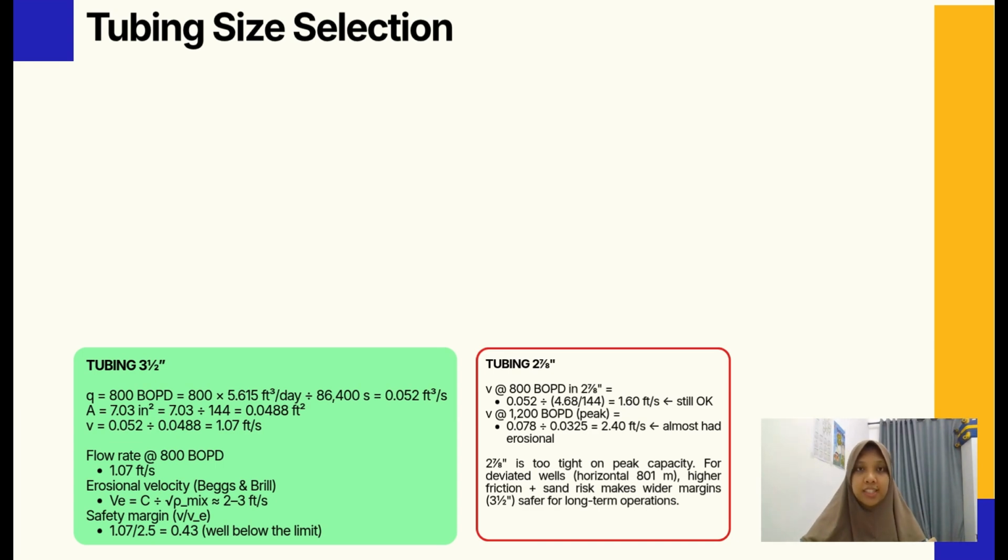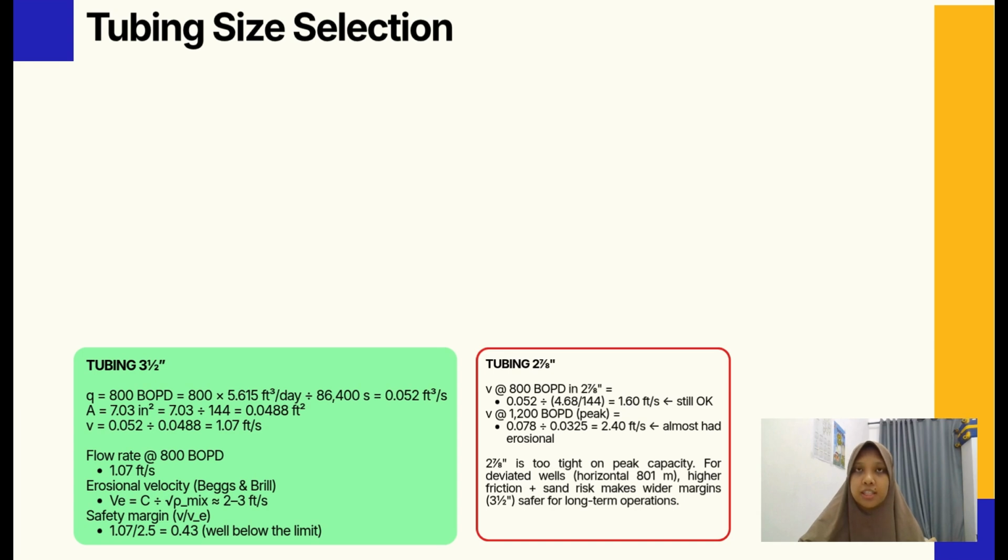Okay, based on our criteria, we evaluated four tubing sizes, and our primary focus is to ensure efficient flow without exceeding erosional velocity limits. At our standard flow rate of 800 BOPD, the 3.5-inch tubing yields a flow velocity of 1.07 feet per second, and when compared to the Baxendell erosional velocity limit of 2 to 3 feet per second, this gives us a safety margin of 0.43, which is well below the risk threshold.